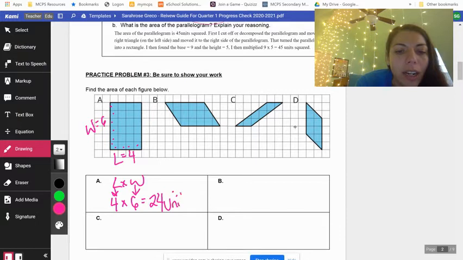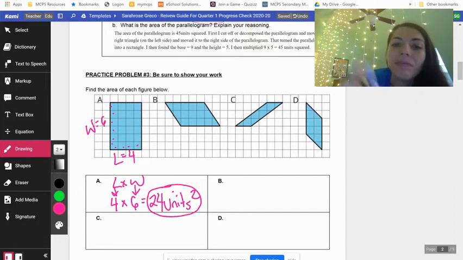I'll even write it out. Units squared. I'm going to circle my answer. For letter B, my base is 1, 2, 3, 4, 5. And my height is 1, 2, 3. So 3 is my height.